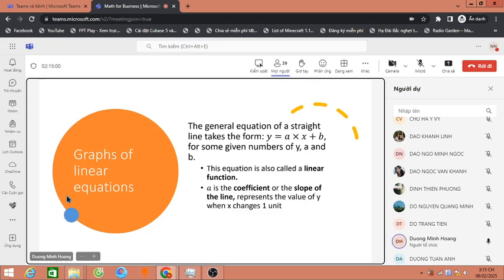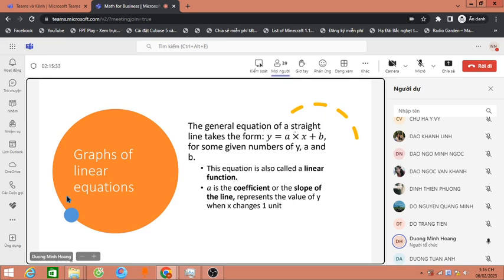So, how do we write linear equations? What is a linear equation? Basically, it is the equation of a line. A line has an equation, or function, of the form y equals ax plus b.